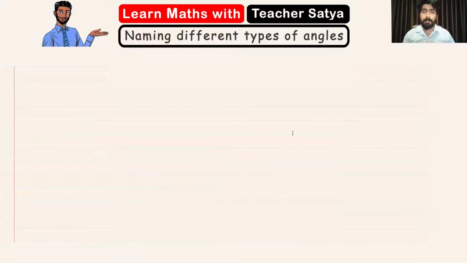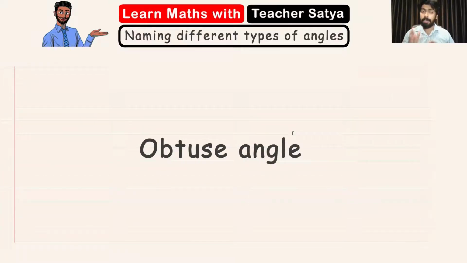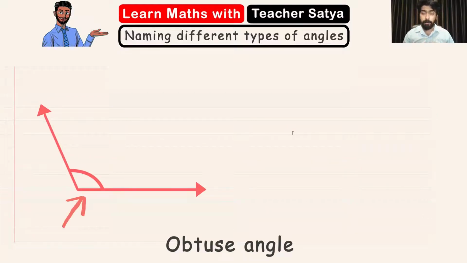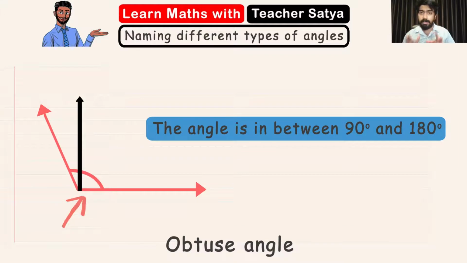The third type of angle is called an obtuse angle. Now, the measure of an obtuse angle will be more than a right angle, but less than a straight angle. All right, guys? So that means that it will be more than 90 degrees and less than 180 degrees.